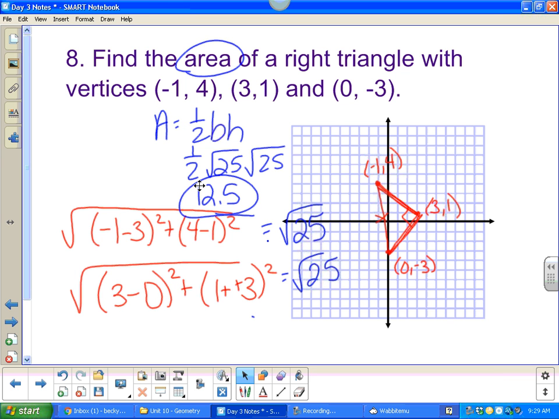So some of these wanted the midpoint of the longest side, so you find your right angle. The longest side is across from it, and you find your midpoint. And some of these want the area. Area is 1/2 base times height. The base and the height are the two legs, and you use your distance formula to find those lengths.